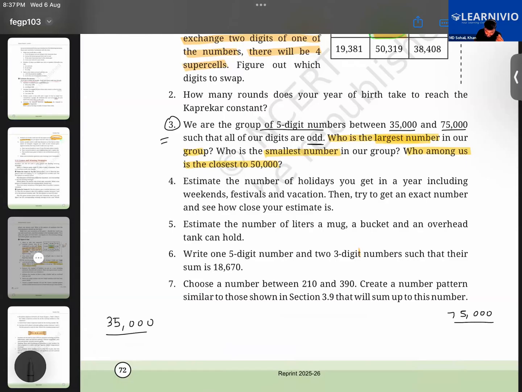First of all, which will be the smallest odd number over here? We have to take 5-digit numbers. It has to be odd, but which will be the smallest?